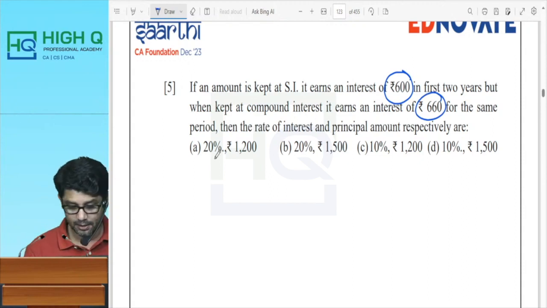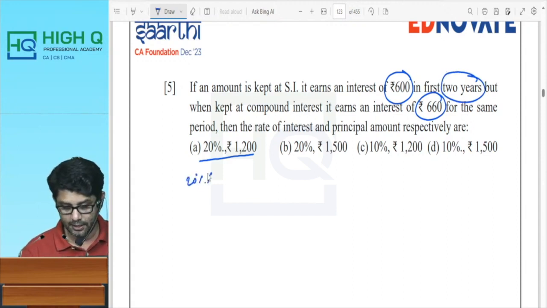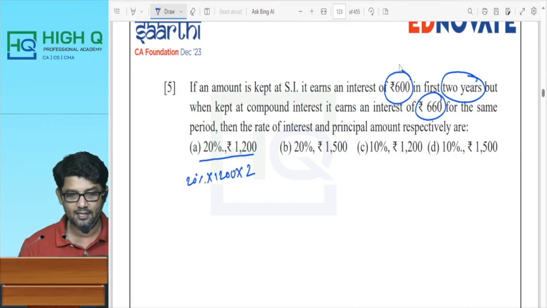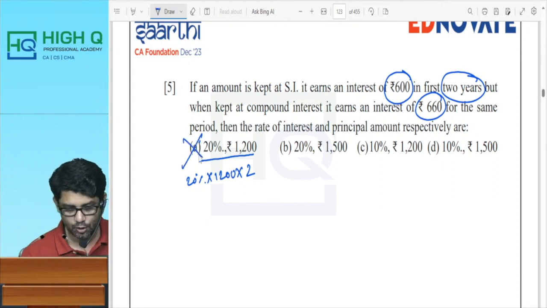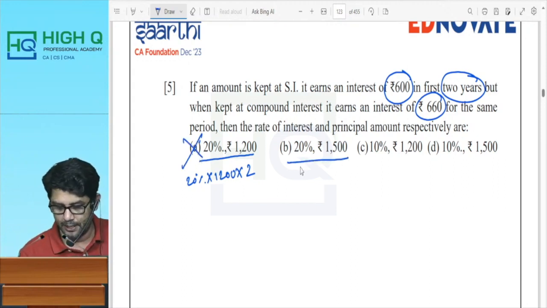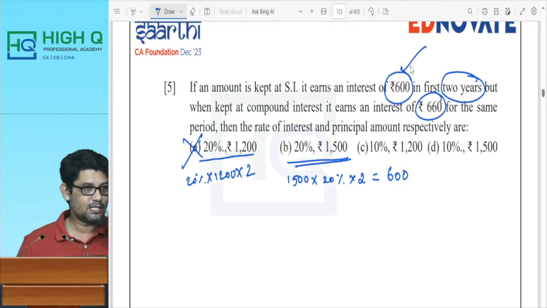For example, if you take option A, how many years? 2 years. 20% into 1200 into 2. Are you getting 600? No. Option A is wrong. Now check option B. 1500 into 20% into 2 years. Sir, 600, sir. First condition satisfied.